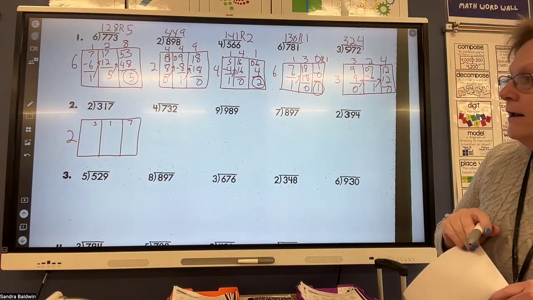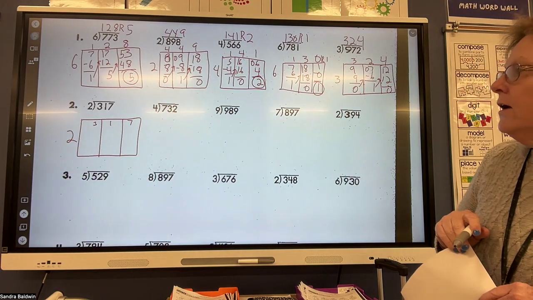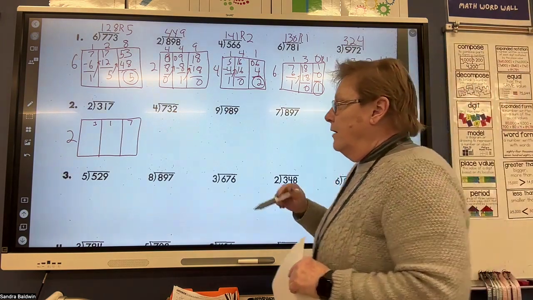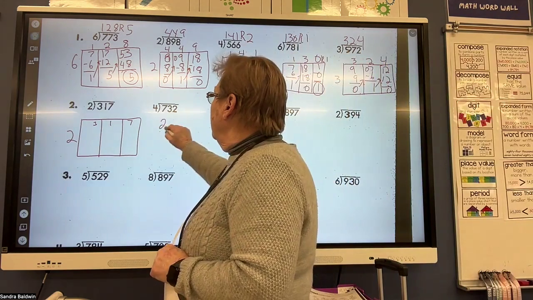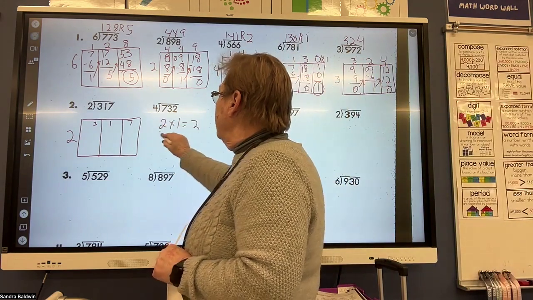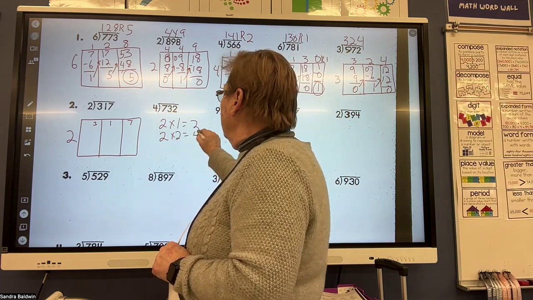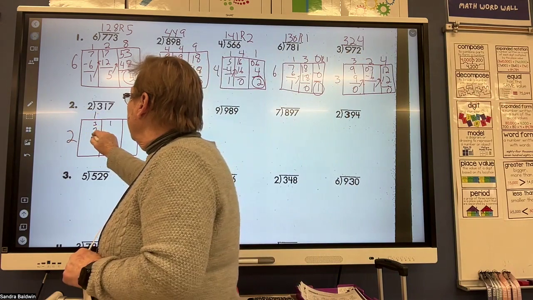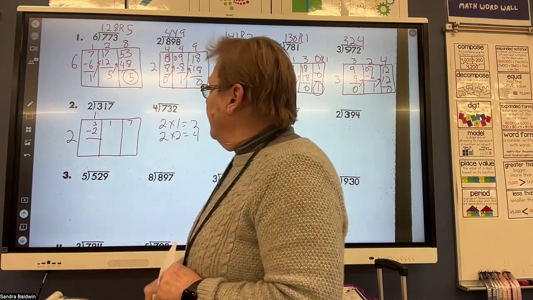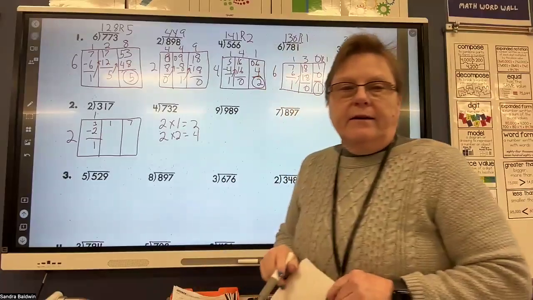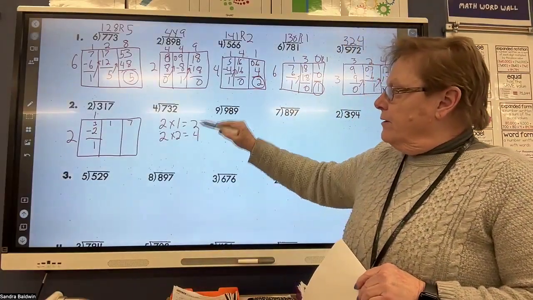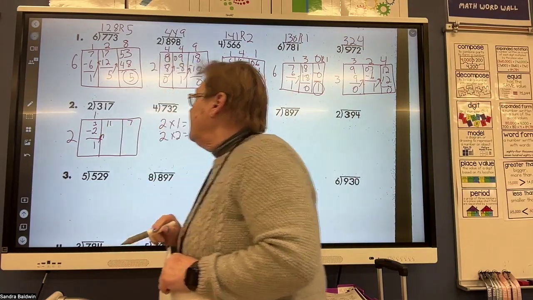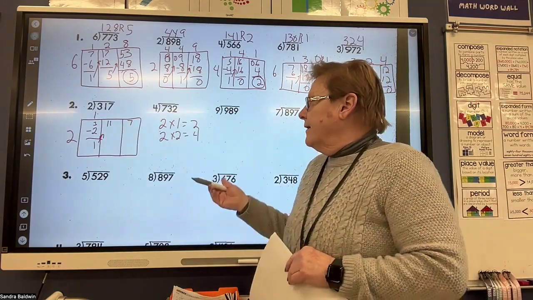For the hundreds part, I'm going to say how many groups of 2 can I make in 3? Well, 1, because 2 times 1 equals 2. 2 times 2 equals 4. 4 is too much, so I'm going to use 1. 1 times 2 equals 2. If I subtract that, I'm going to be left with 1. I'm going to move that 1 in the hundreds over to the tens. So now I have 11 tens.